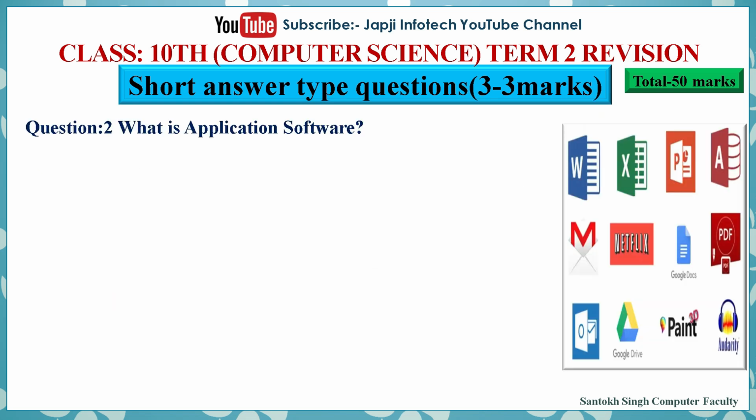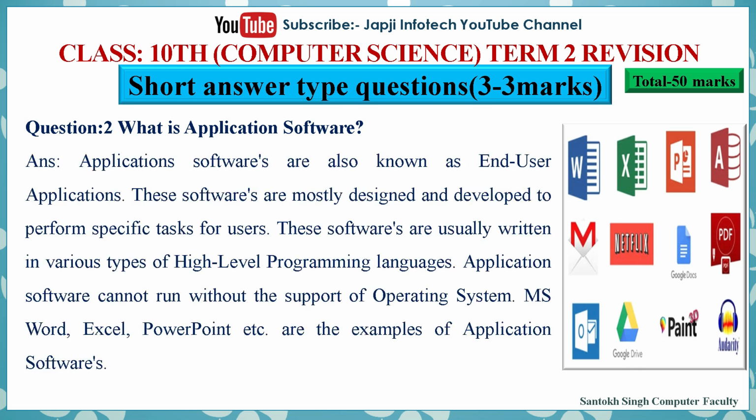Second question is, what is application software? And the answer is, application software are also known as end user application. These software are mostly designed and developed to perform specific tasks for users. These software are usually written in various types of high-level programming languages. Application software cannot run without the support of operating system. MS Word, Excel, PowerPoint, etc. are the example of application software.